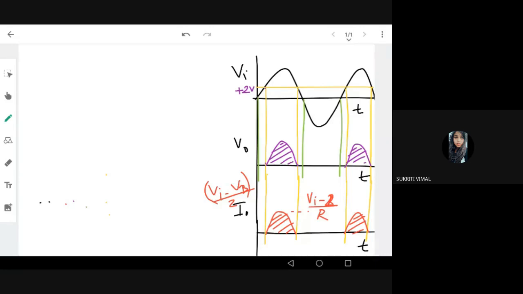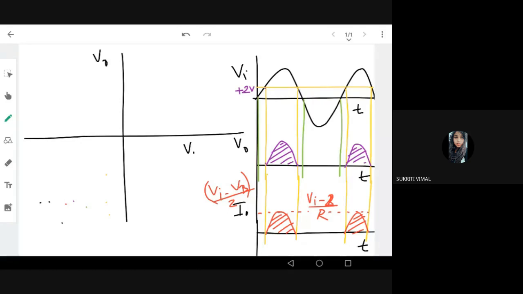Okay. So now let's draw the voltage versus current plots. First let's draw voltage output versus voltage input. Voltage output versus voltage input graph. Right? We know the input voltage is varying from plus 5 to minus 5. For example, this is plus 5, and from here to here is minus 5.